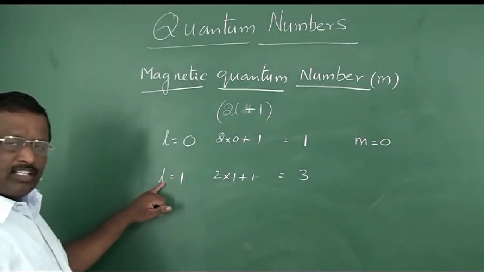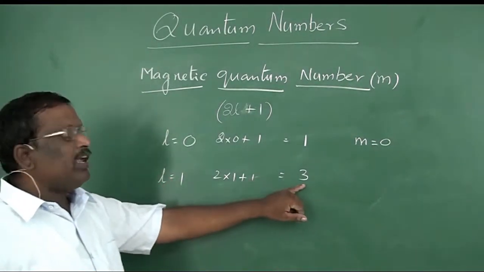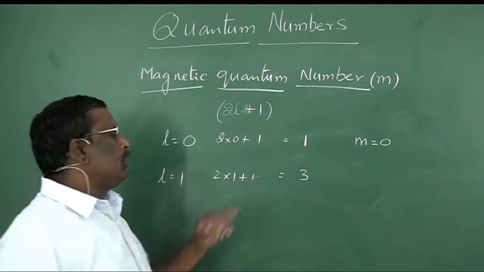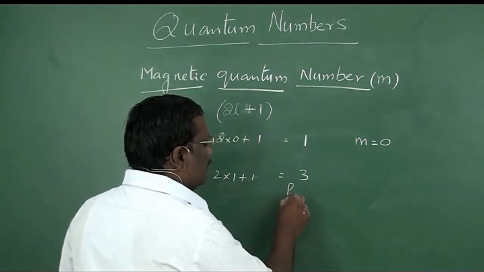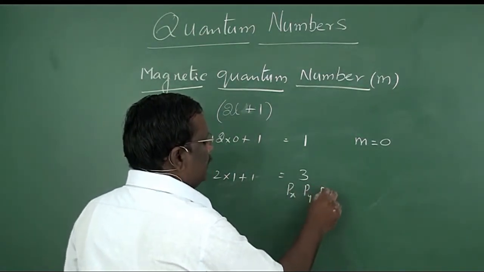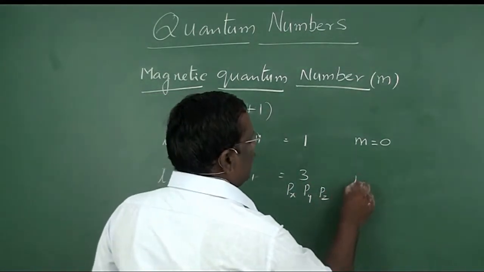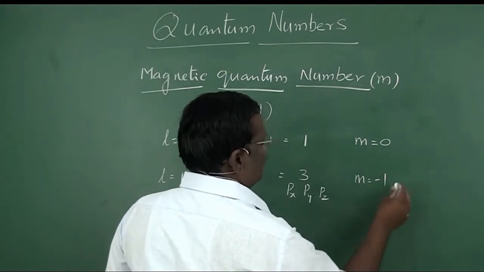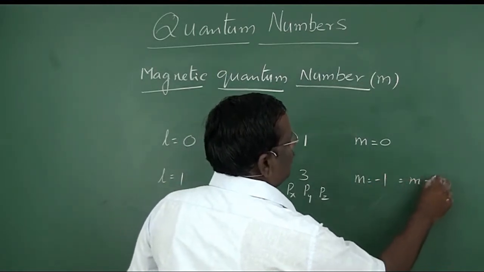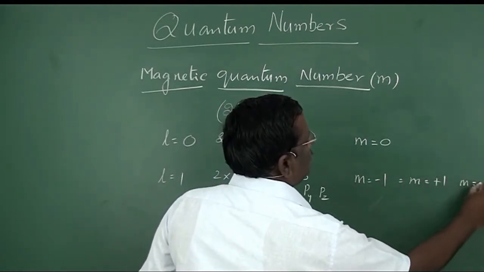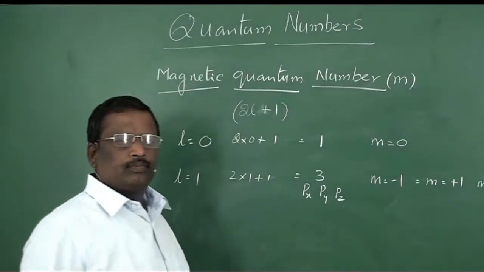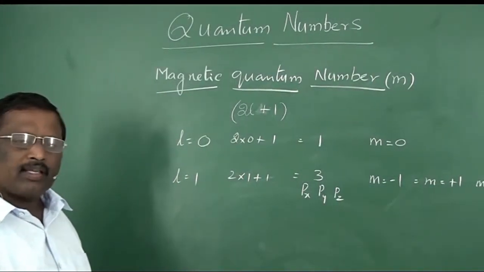So L is equal to 1, that is the p sub-energy level. It has 3 orbitals. They are Px, Py, and Pz. Their values are m is equal to minus 1, m is equal to plus 1, and m is equal to 0.